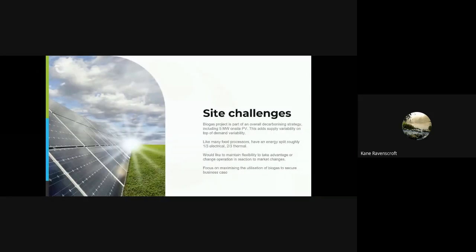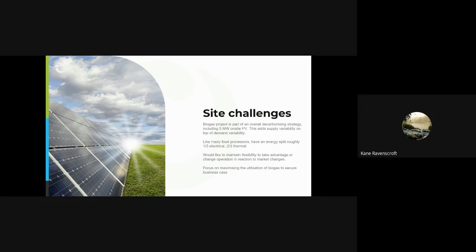So some of the challenges that they've thrown into this as well: they're also building a 5 megawatt PV plant on site. So this adds additional supply variability on top of the demand variability, which generally is a bit of a challenge if you're investing in on-site generation. Roughly 2/3 of their energy is thermal, so they need much more heat than they do electrical, and the grid is relatively constrained in their area, so they can't convert to electrical, and there's other issues with biomass on that site, so that's not an option for them.